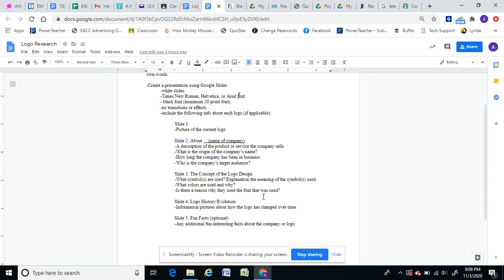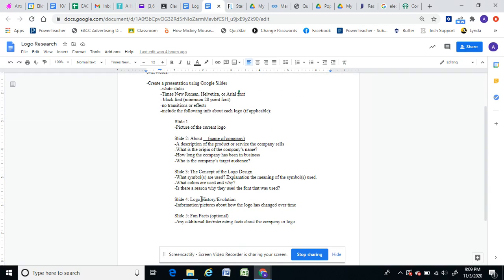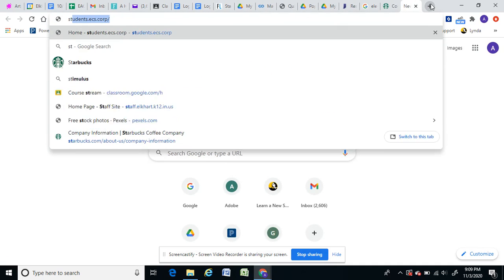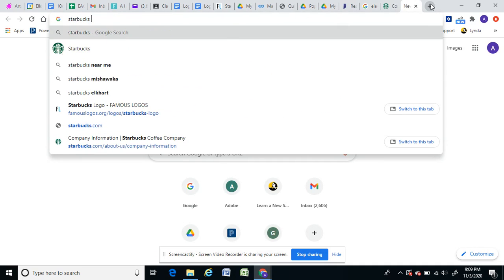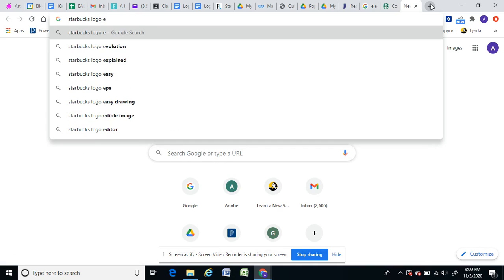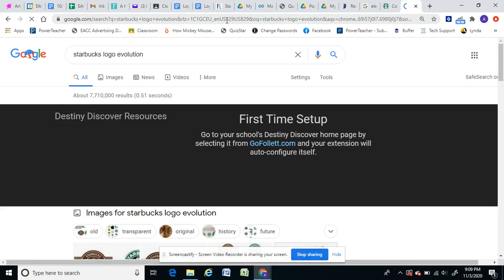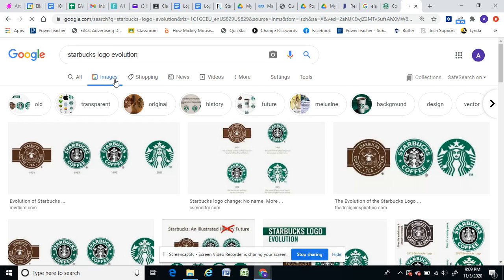The fourth slide is going to be a history or a logo evolution. So what information can you find out about how the logo has changed over the years? So if I go to Google and I just type in Starbucks logo evolution, and I go to images, we're going to find all sorts of images on the logo evolution.